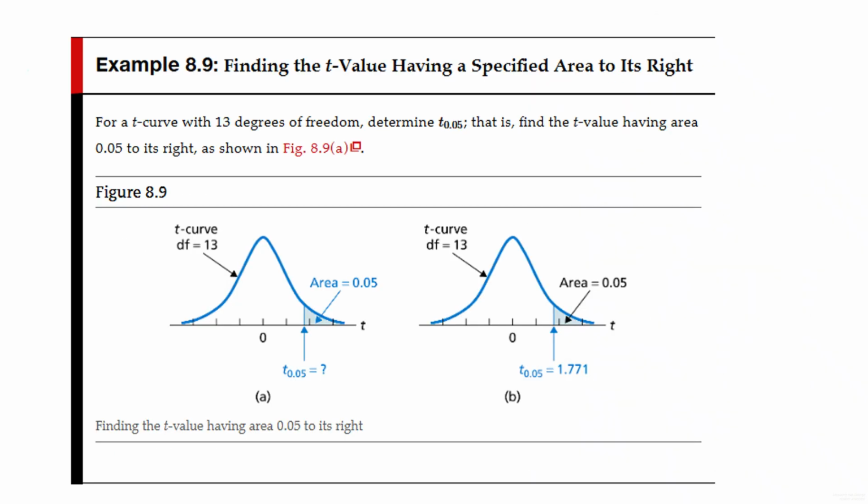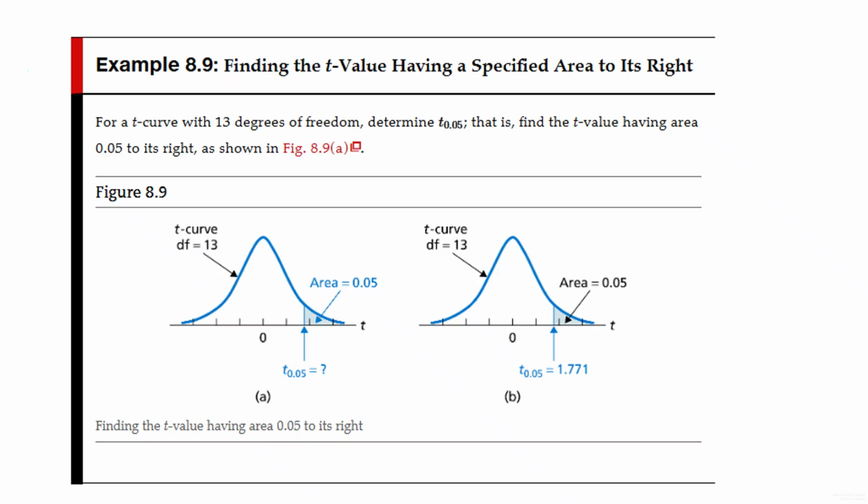It'll be important now for you to grab out that t-table so that you can practice along with it and understand exactly how it works. So let's do an example, finding the t value having a specified area to its right. For a t curve with 13 degrees of freedom, determine t 0.05. That is, find the t value having area 0.05 to its right, as shown down in the figures.